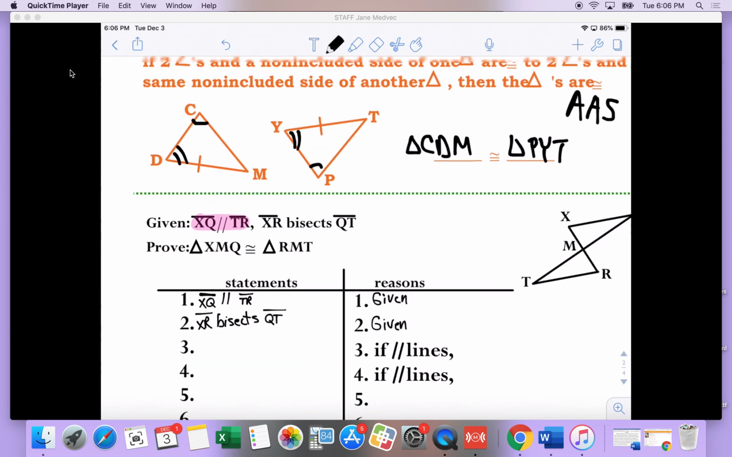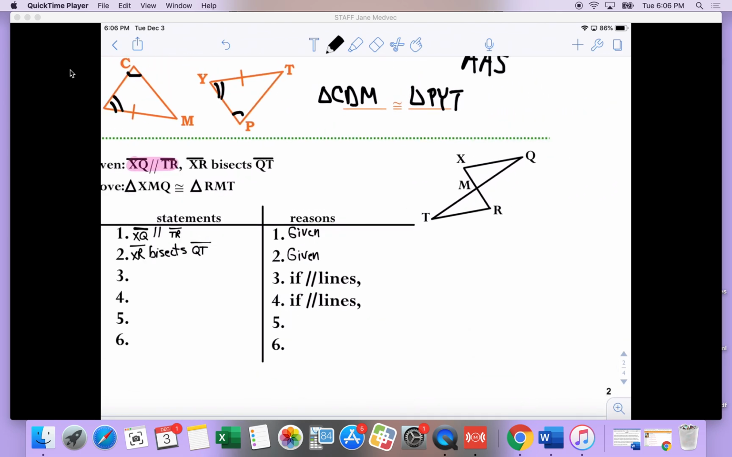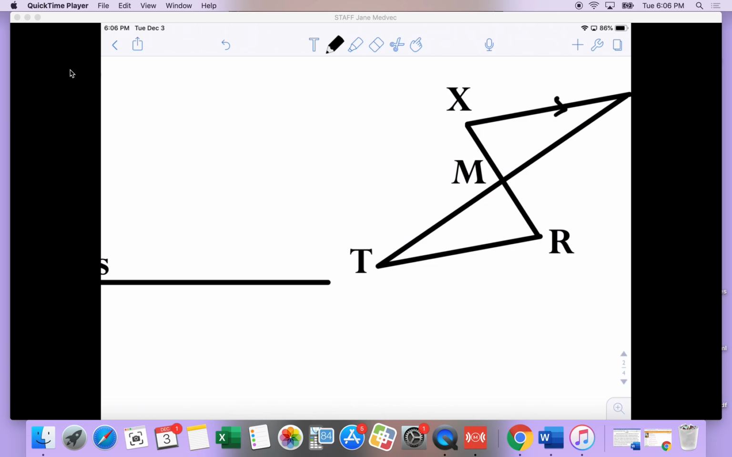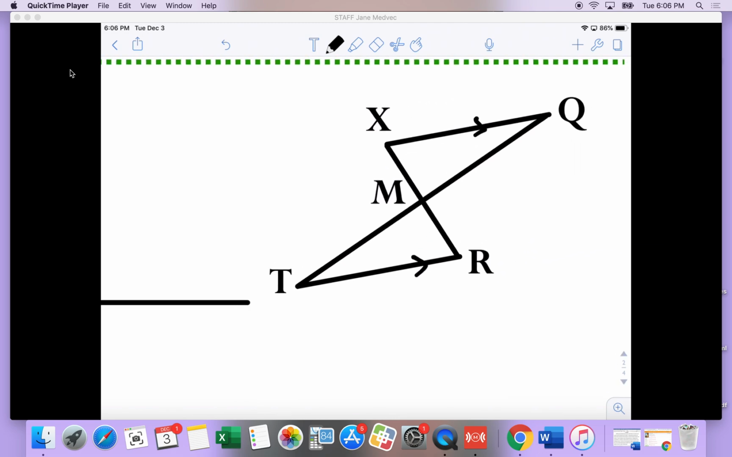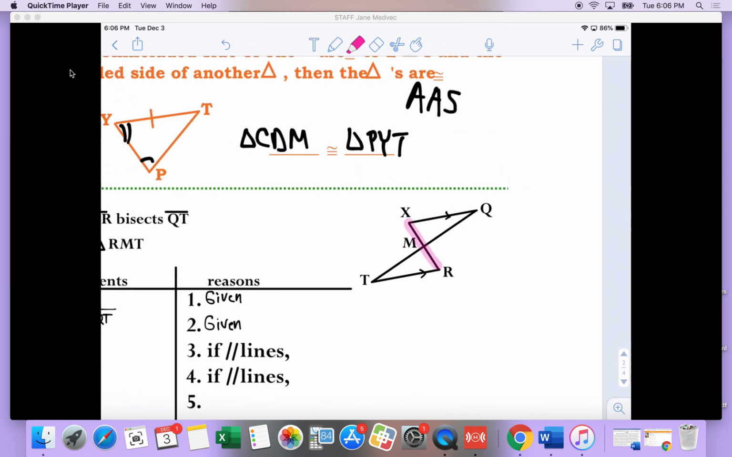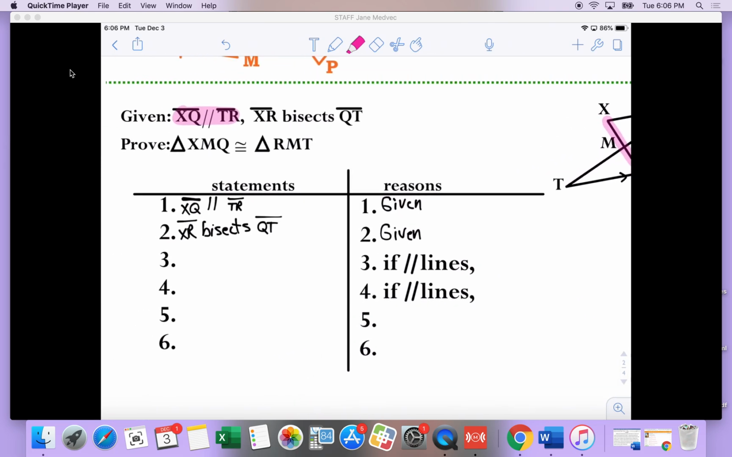What I like to do on something like that is, since I got parallel, I can mark it up with my little arrows like I did in the past. And it says that XR bisects QT. So XR, I'm going to highlight that. That's my indicator that it bisected that. And then I'm going to come down here and write triangle XMQ is congruent to triangle RMT. And that's all that they gave me. So now I've got to try to figure this out.